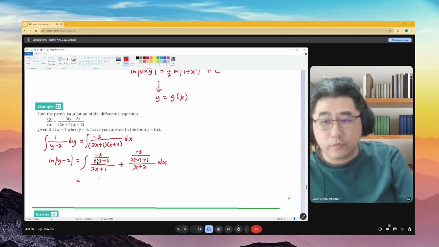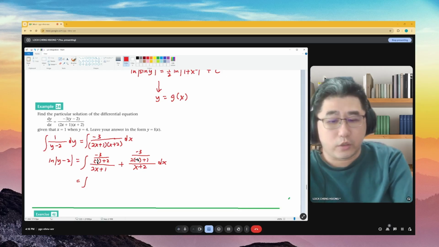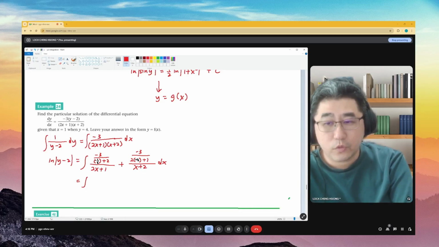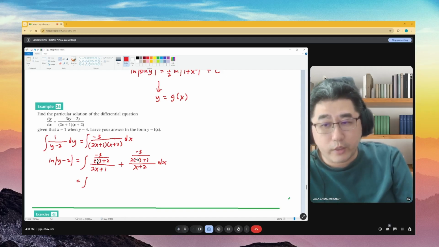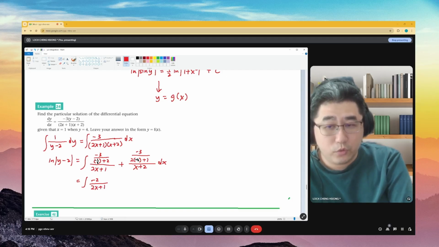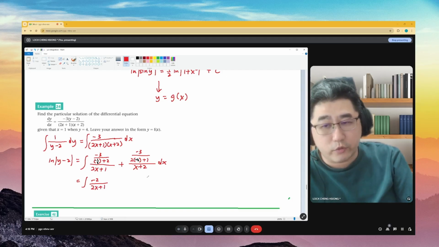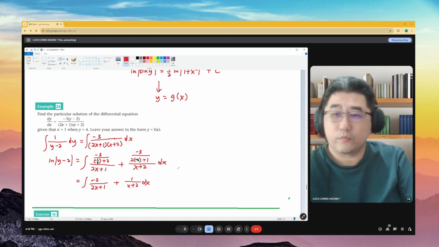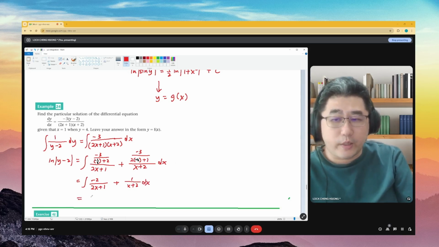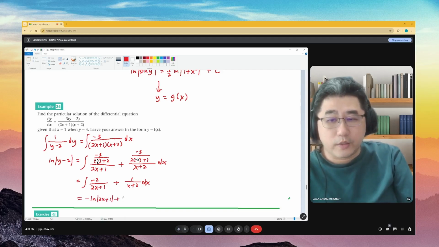Okay, what answer do I get? So integrate negative 3 over 2 minus 0.5, so I have a negative 2 up there, over 2x plus 1. Then negative 3 over negative 3 plus 1 negative 3, so it's a 1. So 1 over x plus 2 dx. Okay, so finish my integration. So I have a negative ln of 2x plus 1, plus ln of x plus 2 plus c.